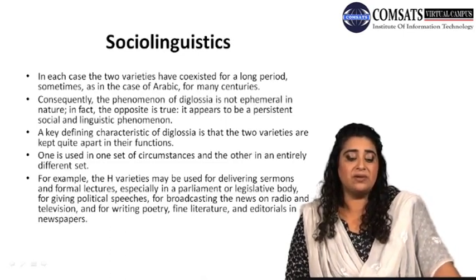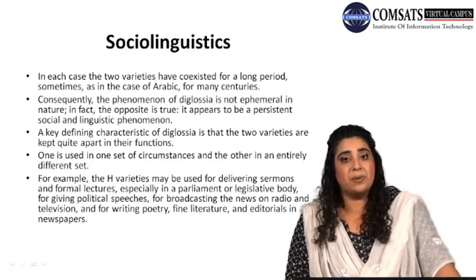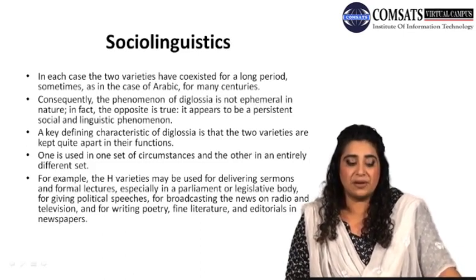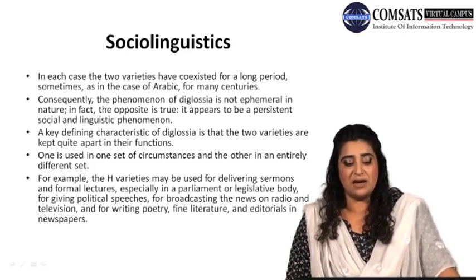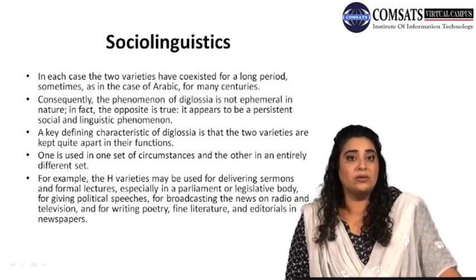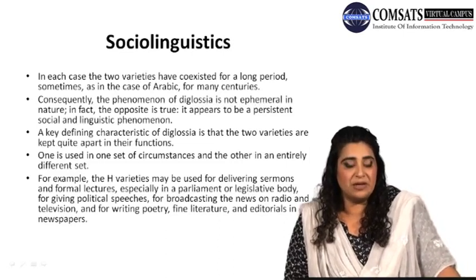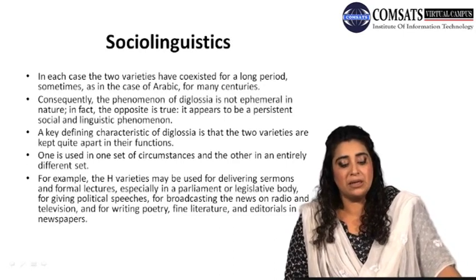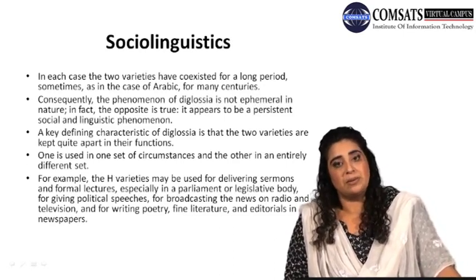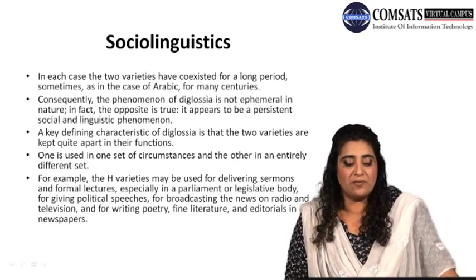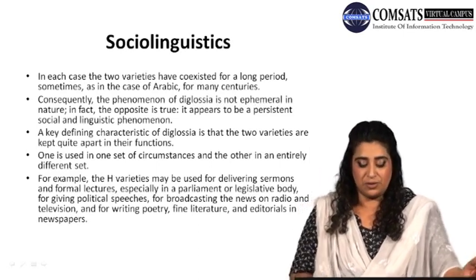Now, a key defining characteristic of diglossia is that the 2 varieties are kept quite apart in their function. One is used in one set of circumstances and the other in an entirely different set. For example, the high variety, the H variety, may be used for delivering sermons and formal lectures, especially in a parliament or a legislative body, for giving political speeches, for broadcasting the news on radio and television, and for writing poetry, fine literature, and editorials in newspapers. In all of these, we would use the high variety of the code of language.